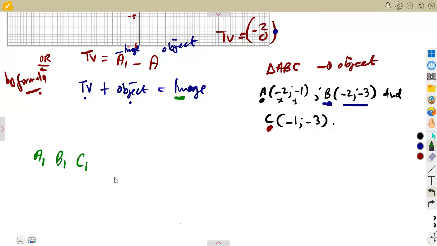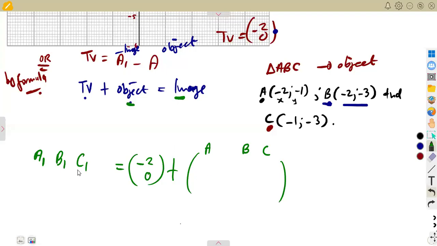Okay, you know how it's going to be presented on the other part. So these images A1, B1, C1 that you do not know, you're just going to take them like this. Your translation vector is -2, 0, plus, then you take this is A, this is B, this is C. So as you know, you're adding the object. As you add A, you obtain the image A1. As you add B, you obtain the image. So you can just present it this way if you do not want to have a lot of workings or a lot of calculations.